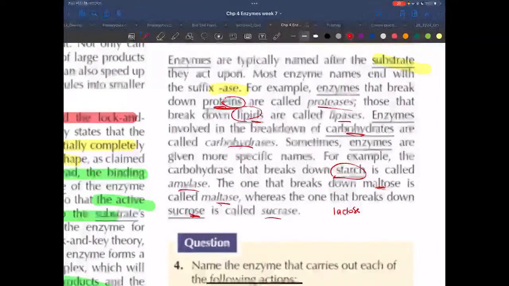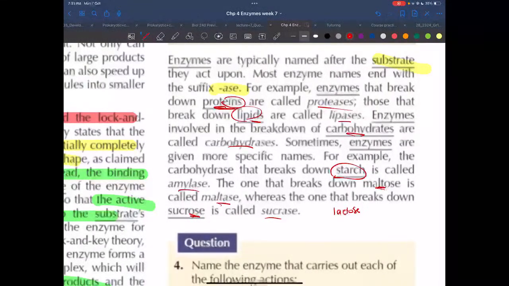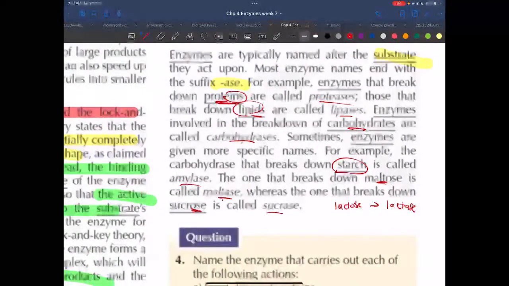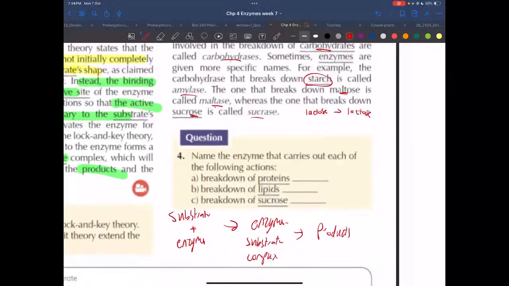Who's going to tell me the enzyme that breaks down lactose? What am I going to call it? Someone in the chat, try. It's very simple. Just remove the end and add -ase. What will the enzyme that breaks down lactose be? Lactase, perfect. It's going to be called lactase. Okay? Perfect. We're all good with it?